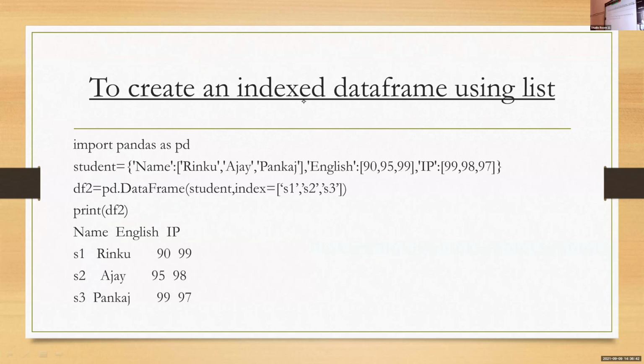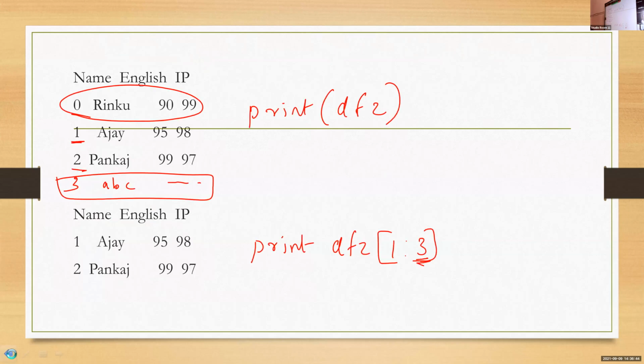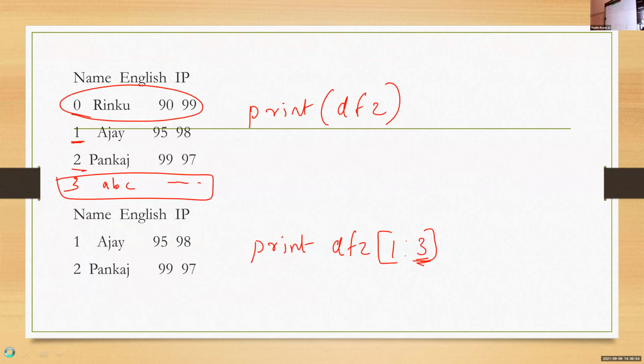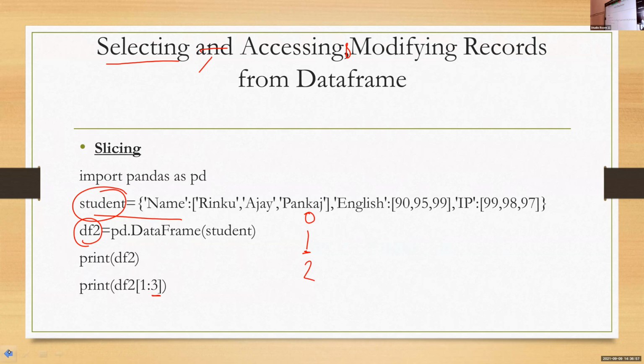Name. Under name: Ringu, Ajay, Pankaj. Then under English: 95, 99. Under IT: 99, 98 and 97. So I want to create a data frame using this dictionary student.